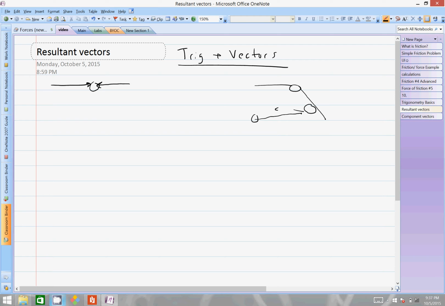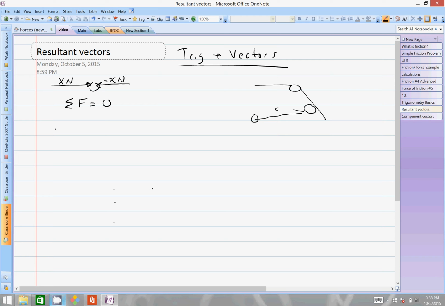So this ball is receiving some amount of Newton force, X Newtons this way, and it's also receiving X Newtons of force in the negative, other direction, and therefore has no net force on it. The sum of the forces on that ball equals 0. It does not move. So a couple of things we want to point out here about resultant vectors.